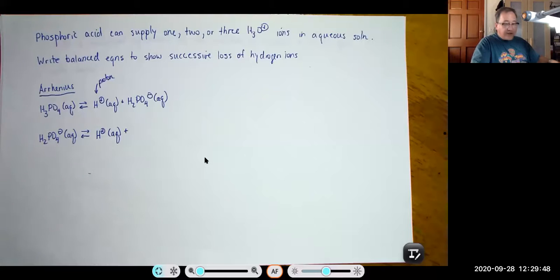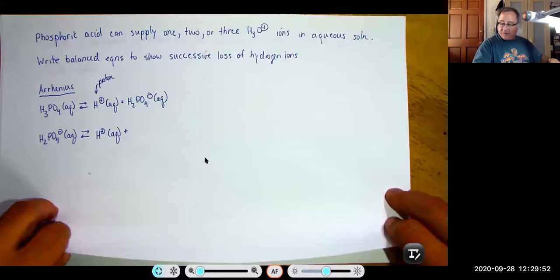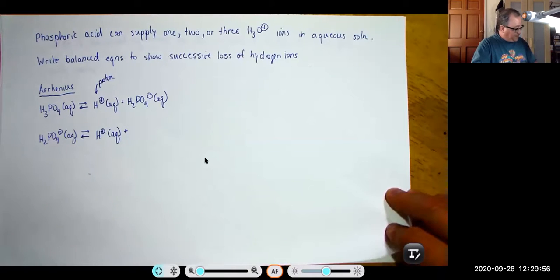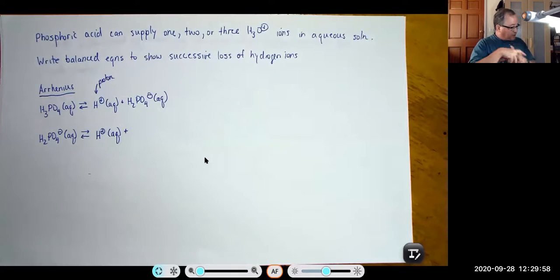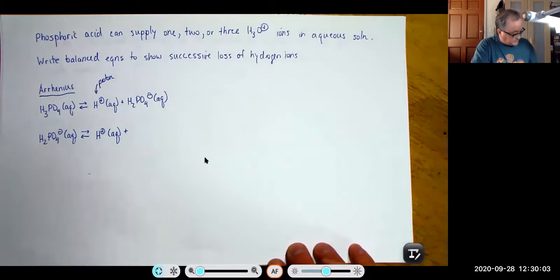Okay, so we're in the middle of another problem. We can take a look at the resolution of the previous problem after we finish this one. What we're doing right now, again, is showing what happens with the Arrhenius definition.